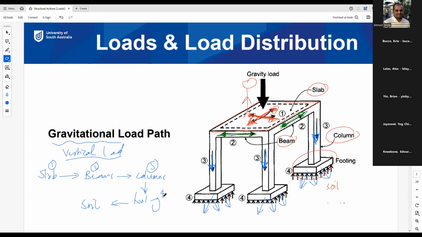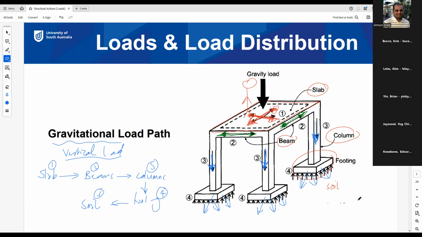And then to the footing, and finally to the soil. So this is the sequence of load transfer for vertical or gravitational load. For the lateral load, it is a different approach, depending on what the system is to resist the lateral load, and we will leave this to the next lecture or coming lectures. So this is the gravitational load path, how the load is distributed and how the load is transferred through the members until reaching the soil.